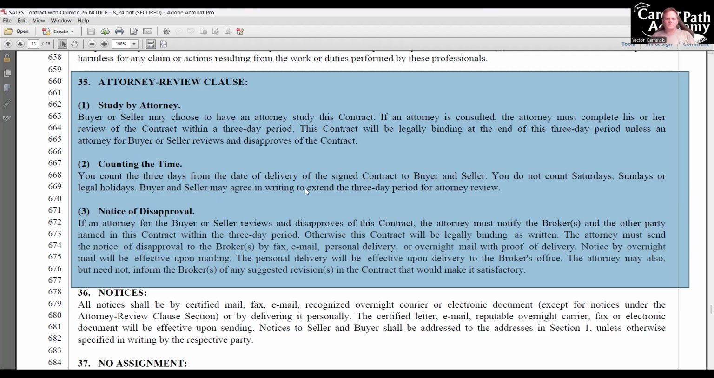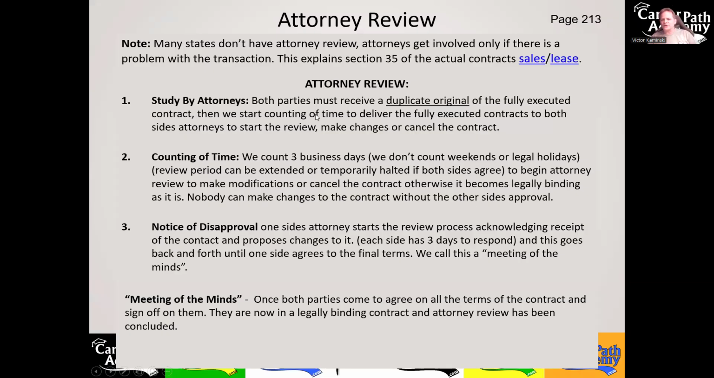So my thing here is not exactly what attorney review says, but it is an explanation of what attorney review says. So it says the counting of time, we count 3 business days. We don't count weekends or legal holidays. Review period can be extended or temporarily halted if both sides agree. To begin an attorney review, to make modifications or cancel the contract. Otherwise, it becomes legally binding as it is, and then nobody can make changes to the contract without the other side's approval.